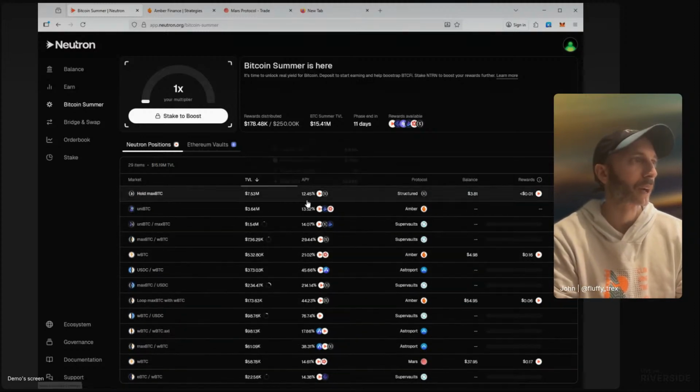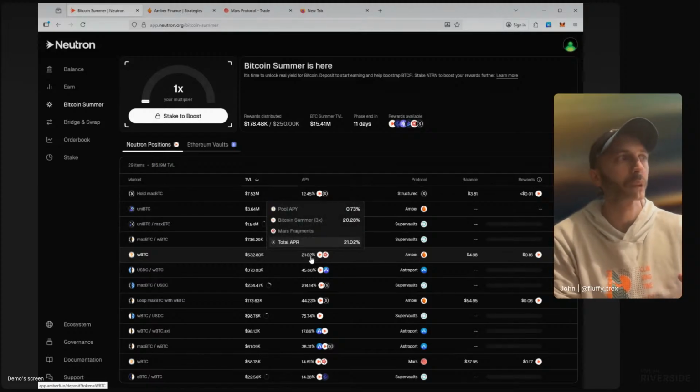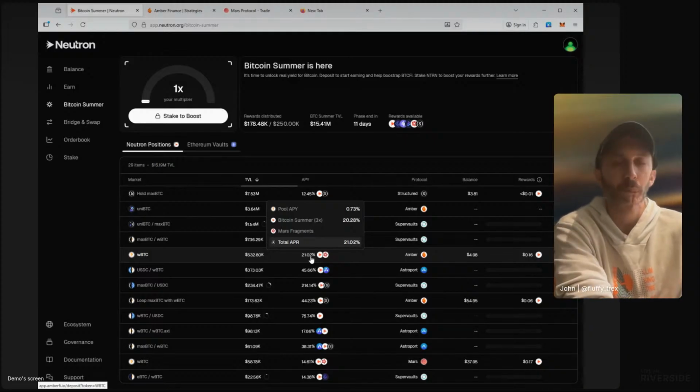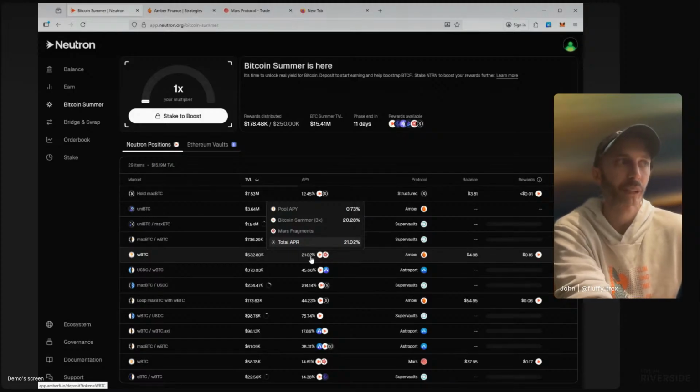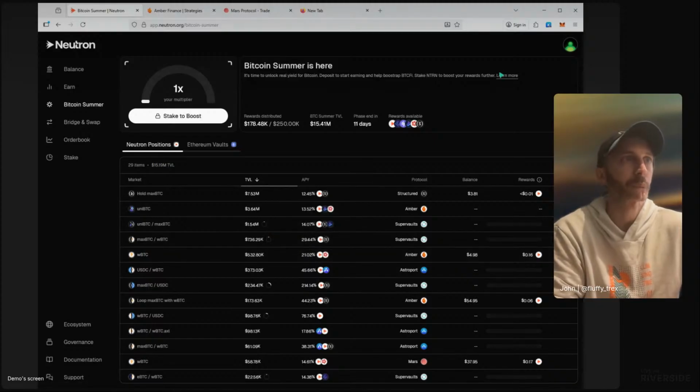And then the APY here that you see at the top is, for example, lending wrapped BTC on Amber, and you'll see that the top indicator, pool APY, is the actual yield you get from DeFi. And so this is 0.73% native Bitcoin compounding from lending your Bitcoin. And then below that, Bitcoin Summer 3x, those are the rewards that you get from this campaign. So Neutron is bootstrapping the Bitcoin DeFi, Bitcoin finance economy on Neutron, and they're doing so with this campaign, which is in Neutron rewards. The rewards that you earn from the campaign are subject to a few different constraints, and you can learn about them here with this Learn More button.